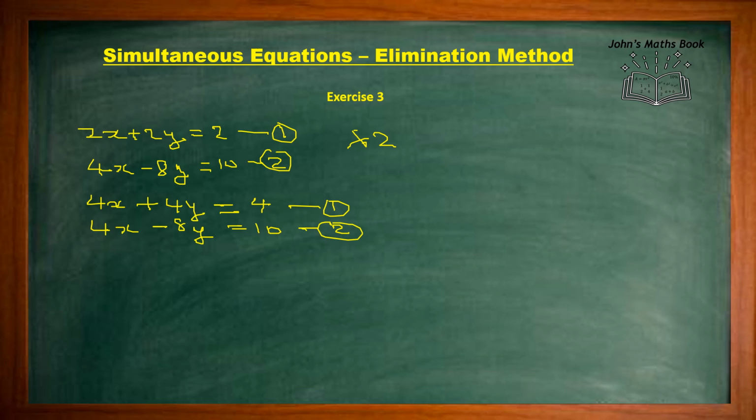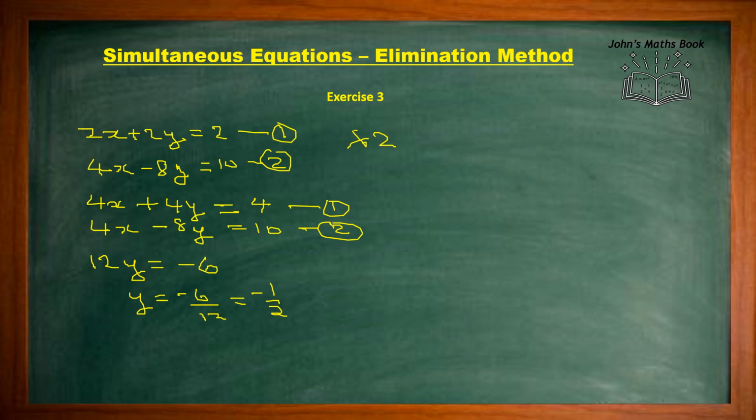So we can subtract equation 2 from equation 1 to eliminate the x term. So 4x minus 4x eliminates the x term. 4y minus 8y gives us plus 12y, because a minus and a minus make a plus. So for the constant term, it's 4 minus 10, which gives us minus 6. So that gives us y is equal to minus 6 divided by 12, which is equal to minus a half.